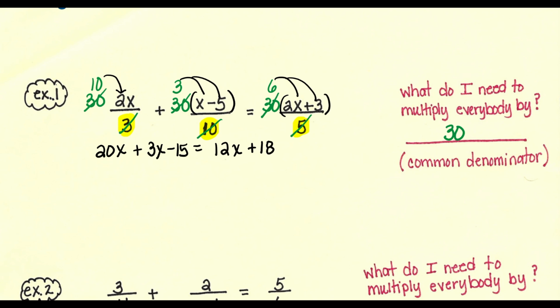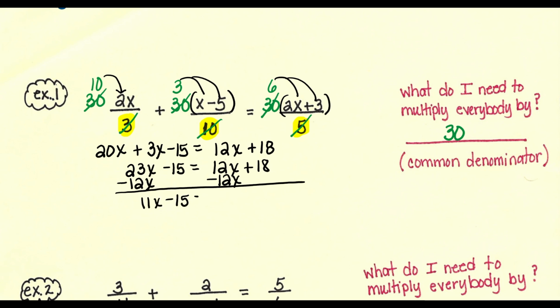Now we have a nice equation to solve. Collect your like terms, so 23x minus 15 is equal to 12x plus 18. Subtract your 12x, subtract your 12x. That gives me 11x minus 15 is equal to 18. Add your 15 over so that I have 11x equals 33. Then divide by 11 to get x is equal to 3. Okay, let's take a look at the second example.